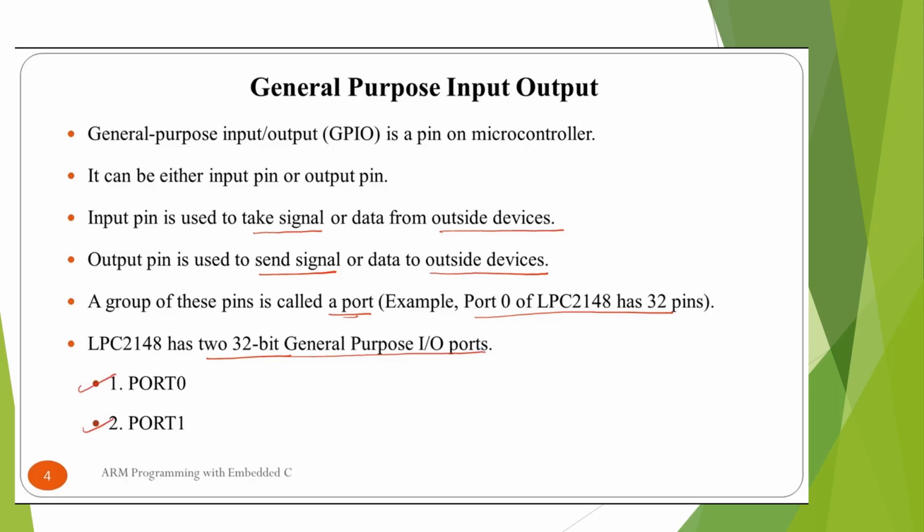A group of these pins is called a port. For example, in LPC2148, we have two ports, port 0 and port 1. For port 0, we have 32 pins, which act as general purpose I/O ports. So, as mentioned in the last point, LPC2148 has two 32-bit GPIO ports, port 0 and port 1.